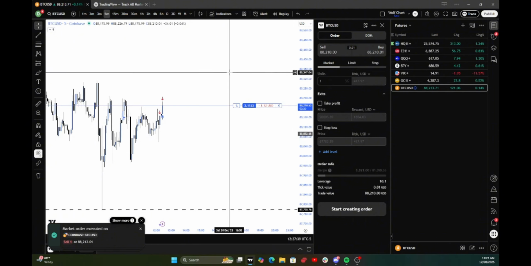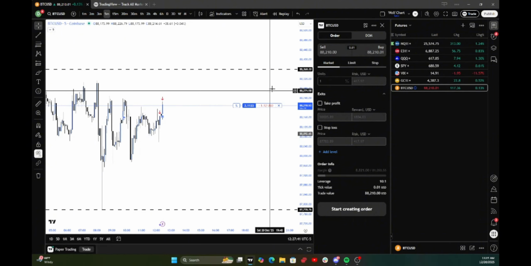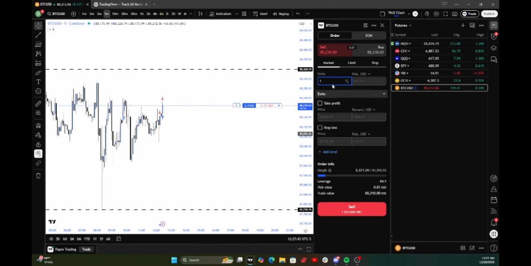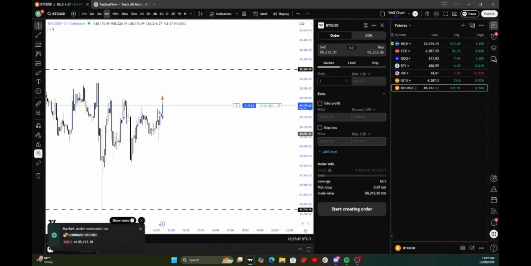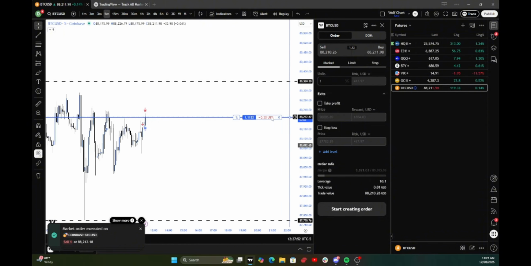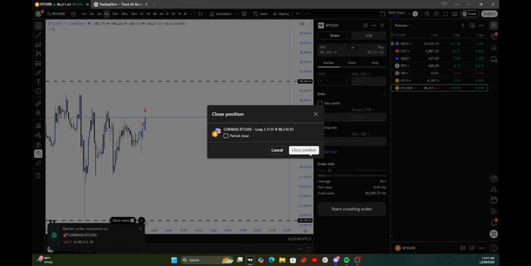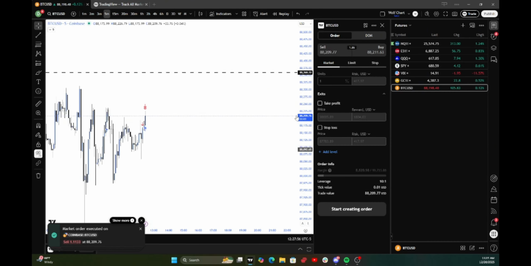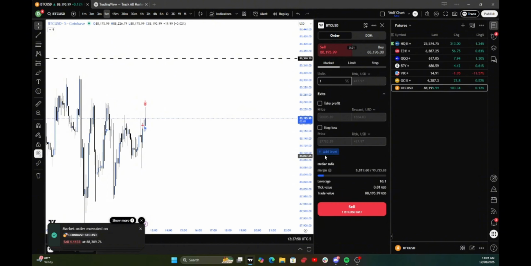Then let's say we went up, let's imagine it was up here again. We went in profit again. We could do the same thing and sell another Bitcoin. Now we're at only 1. And if you just wanted to close out your full position, you could just hit this X and close out, and it's that simple.